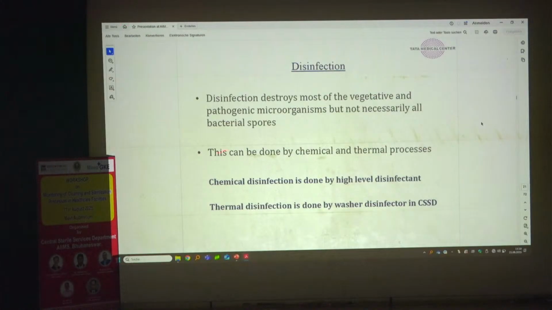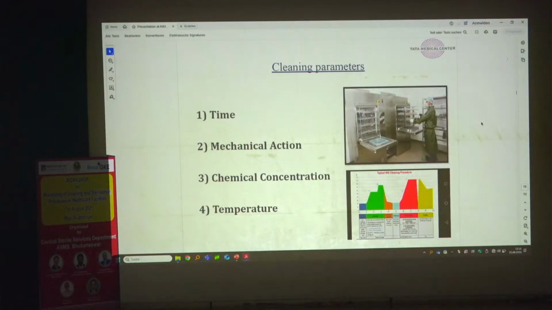Disinfection can be done by two methods. One is the chemical method, another one is the thermal method. Chemical method, you know all that: Gigasept, Ortho-phthalaldehyde, Cidex, like that. And thermal disinfection is only done by this machine. This machine is called a washer disinfector, where first primary cleaning is done, and after that the disinfection process is done.